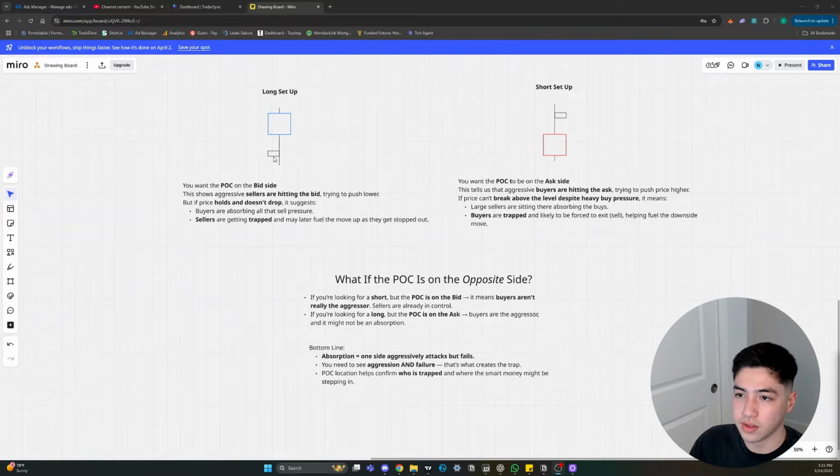price lower, they're failing to push price lower, and if price holds and it doesn't actually drop, then what it's suggesting is that buyers are absorbing all of that sell pressure. So sellers are getting trapped, and it may later fuel the move up as they get stopped out.